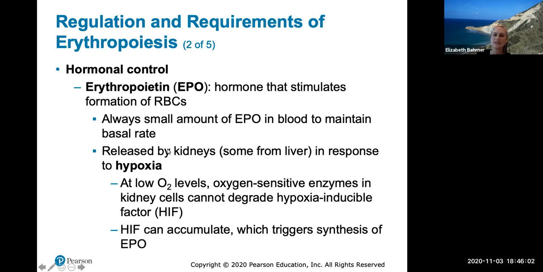And erythropoietin is released by kidneys, some from your liver, in response to hypoxia. And hypoxia just means low oxygen levels. So at low oxygen levels, this erythropoietin will be released from your kidneys to stimulate red blood cell production.